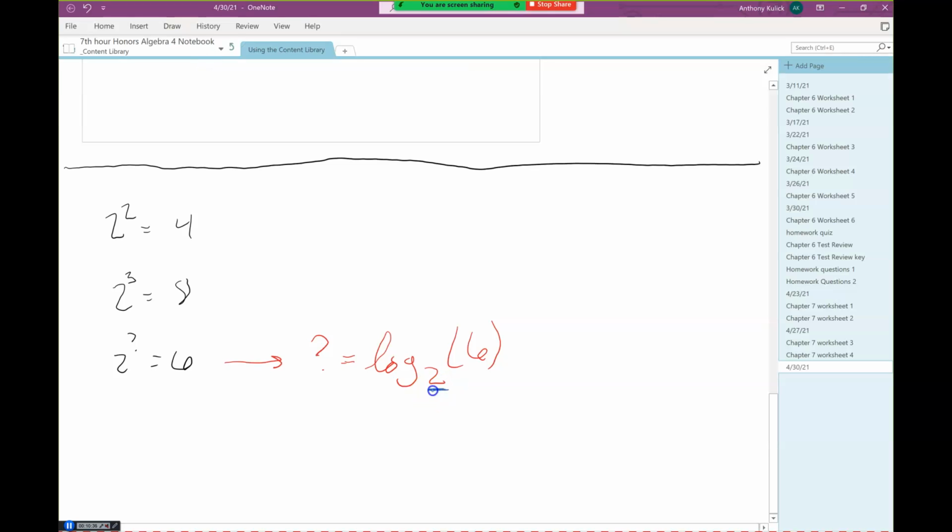So this tells me 2 to the question mark power is 6. So basically this is saying, what power of 2 gives me 6? That's the number that we're representing there. Power of 2 that gives 6.